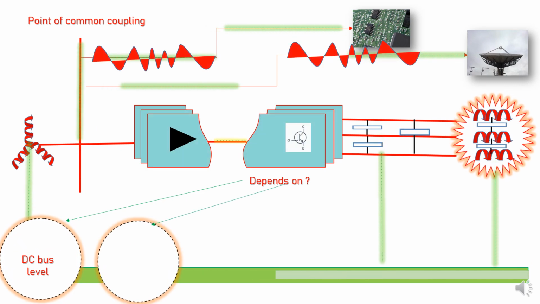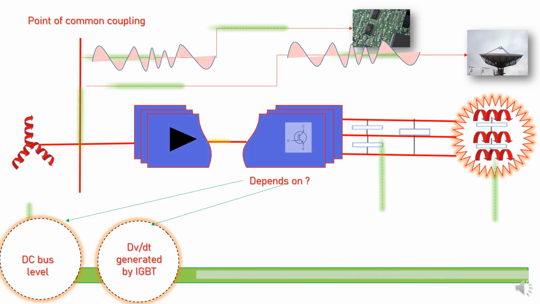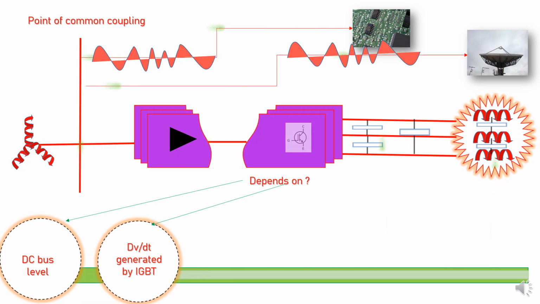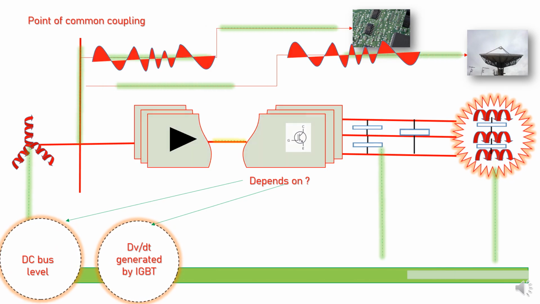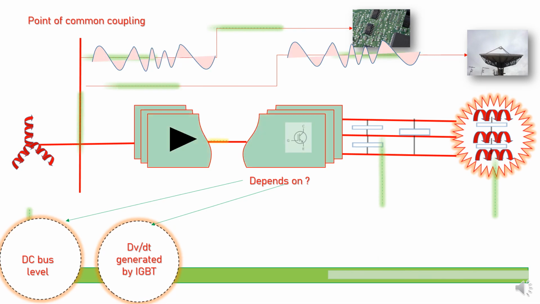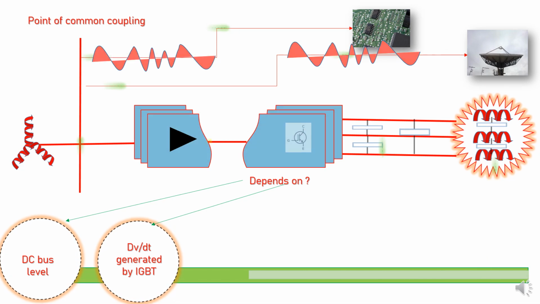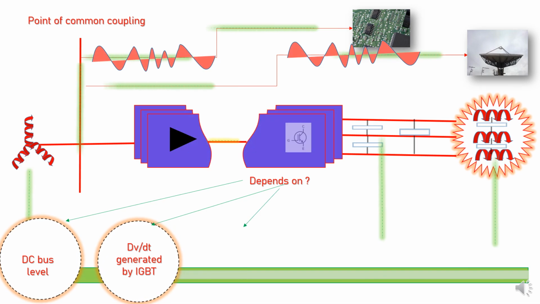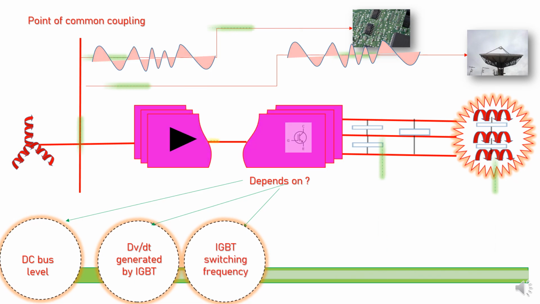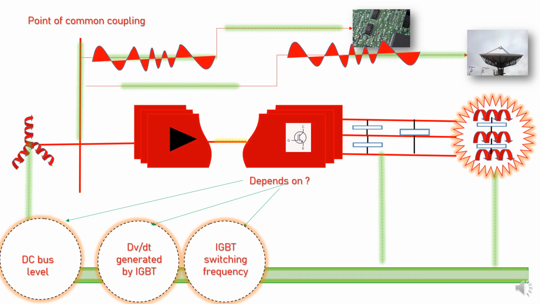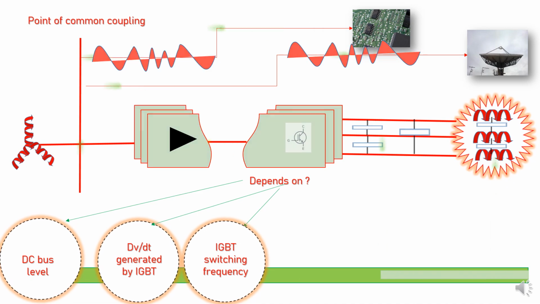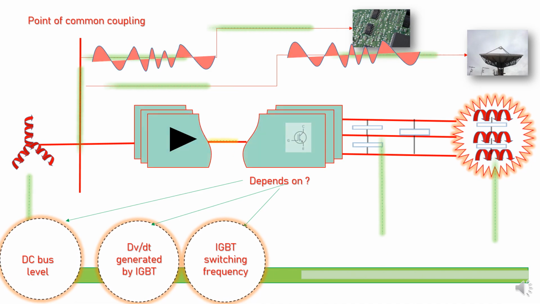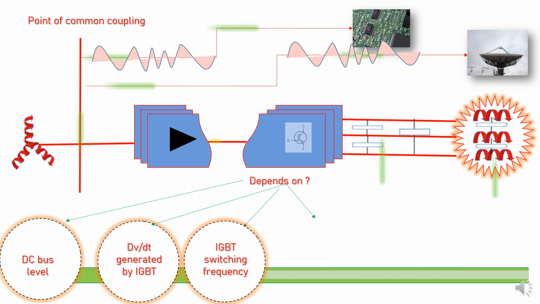The second parameter is the dV by dt generated by the IGBT. This dV by dt depends on the IGBT manufactured by the OEM, the system parameters and many other effects. So we need to see how much dV by dt is being generated by the IGBT. The third parameter is the switching frequency set by the OEM at the VSD controller. If you are changing the switching frequency at the VSD controller, you need to see how much leakage current is flowing. Otherwise, the side-by equipment may be affected.